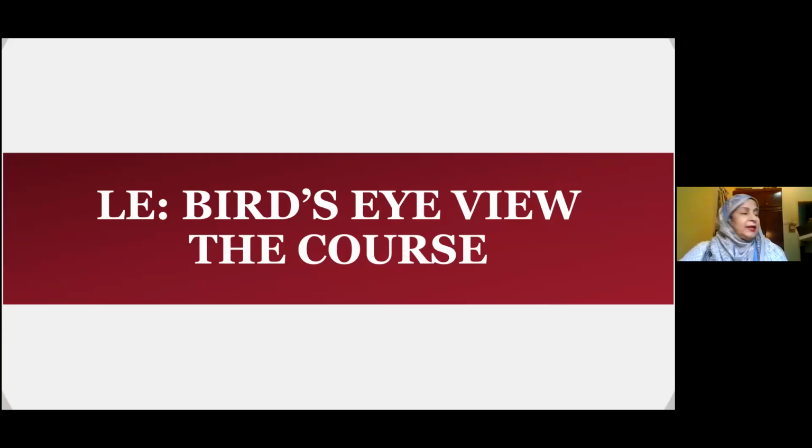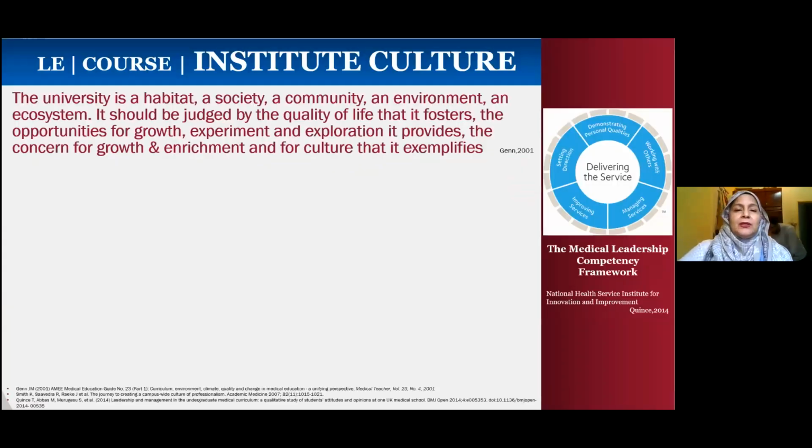What is the course? The bird's eye view of the course. The institute culture. The university is a habitat, a society, a community, an environment, an ecosystem. It should be judged by the quality of the life that it fosters, the opportunities for growth, experiment, and exploration. It provides concern for growth and enrichment and for the culture that it exemplifies. That is the view of culture given by Jan in his article.